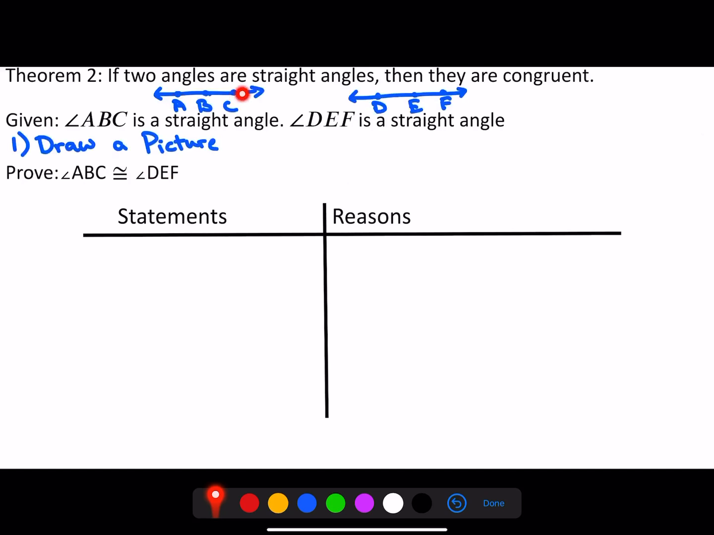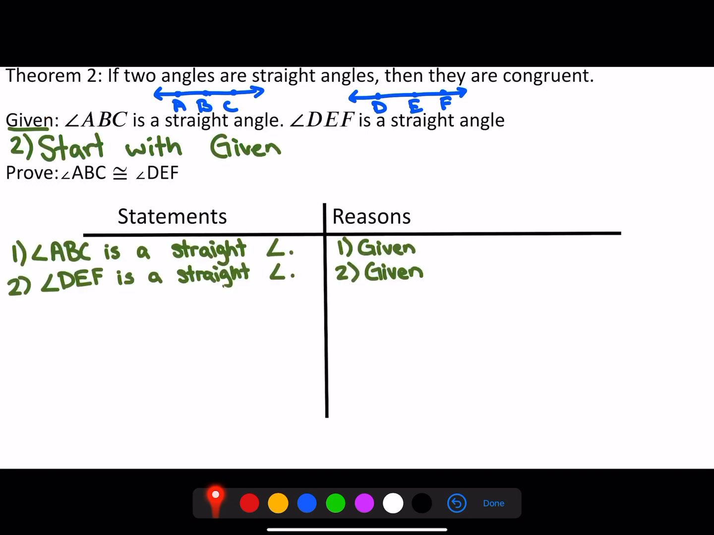Have angle ABC and angle DEF here. At this point, I can go ahead and write my given statements. So my first given statement is angle ABC is a straight angle. That's given to us. Can also say angle DEF is a straight angle. That's also given to us. So I just wrote out both of our givens to begin. Now, straight angles. What do we know about straight angles? Well, we know straight angles are 180 degrees total in that straight line. So there's 180 degrees in this angle. So I can go ahead and say angle ABC is equal to 180 degrees.